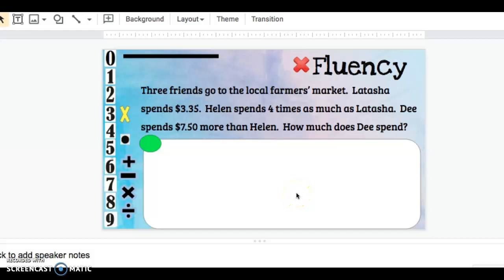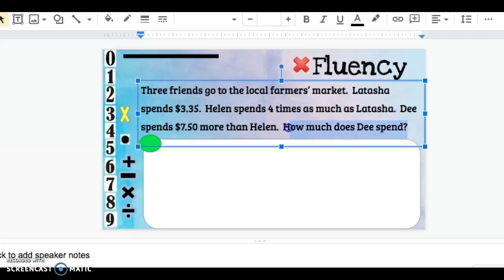Okay, so it says for fluency, three friends go to a local farmer's market. Latasha spends $3.35, and Helen spends 4 times as much as Latasha. And then D spends $7.50 more than Helen. How much does D spend? So we're looking for how much D is spending.